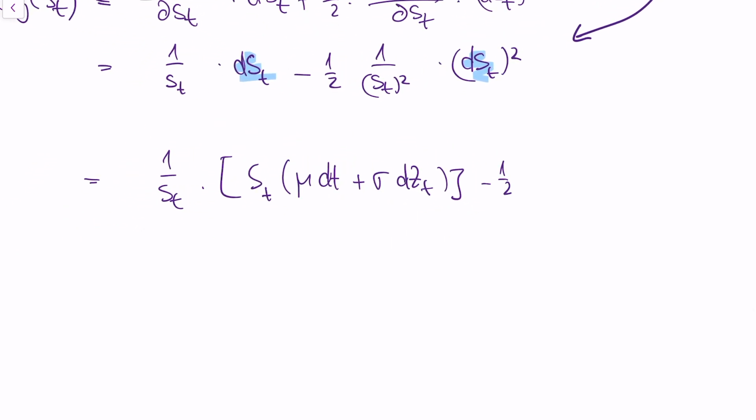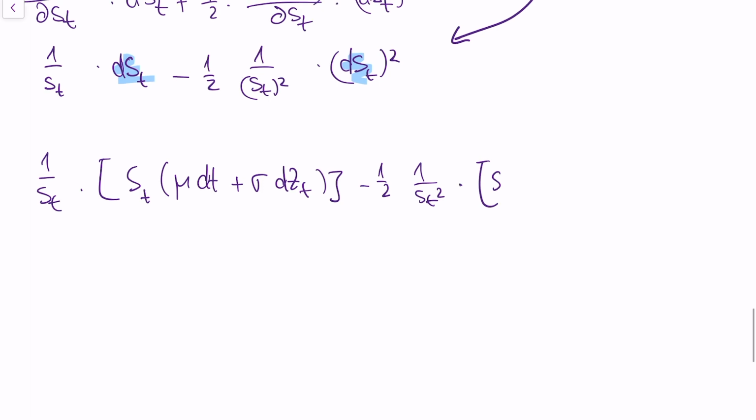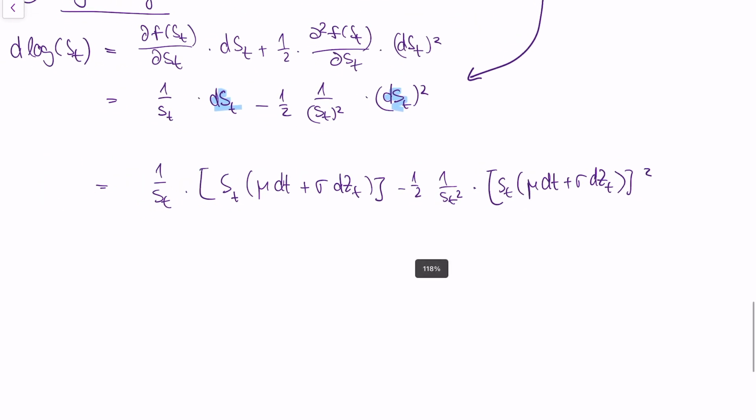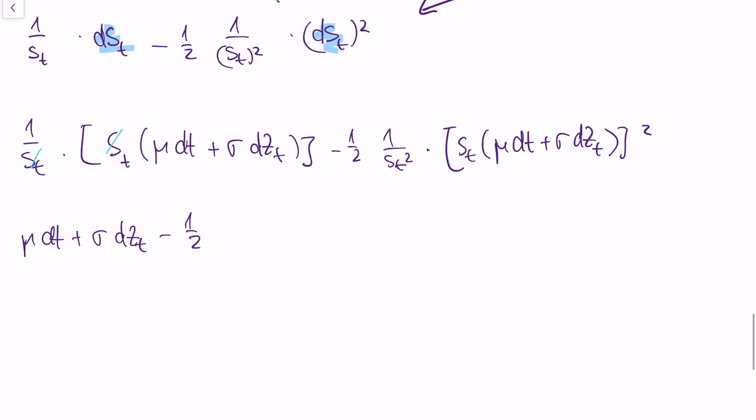So we have minus a half, 1 divided by S_t squared times dS_t squared. So I'll substitute again, S_t times mu dt plus sigma dZ_t, and then we need to square. Okay, let's look at this. So what do we have? We have that this S_t cancels, so we get mu dt plus sigma dZ_t minus 1/2. The S_t squared cancels as well, so we have the square here, and we have the S_t squared here.